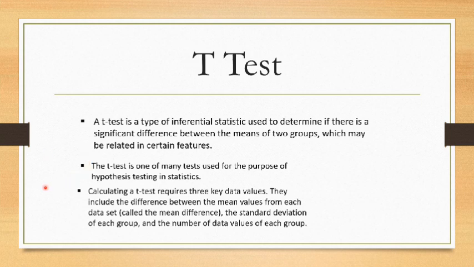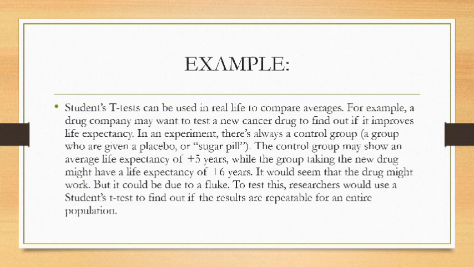Calculating a t-test requires 3 key data values. So, ito, patandaan lang po ito. They include the difference between the mean values from each data set, the standard deviation of each group, and the number of data values of each group. So, ayun yung 3 key data values why t-test was created.